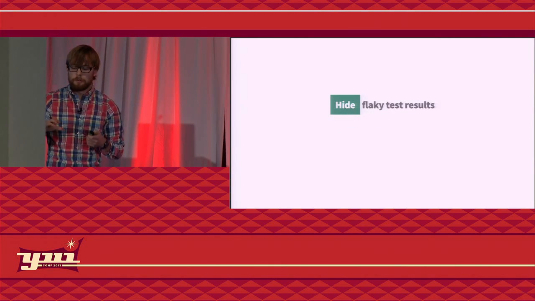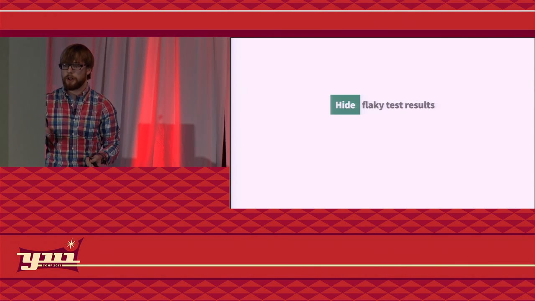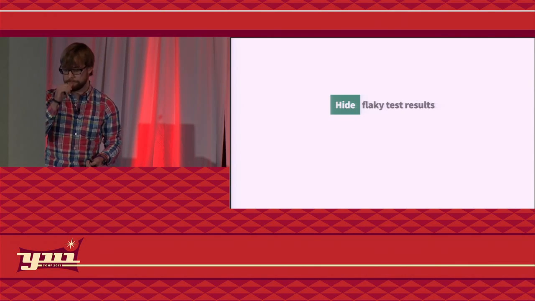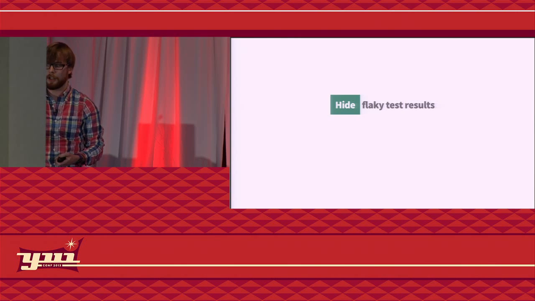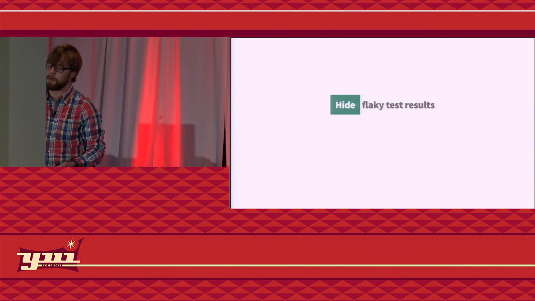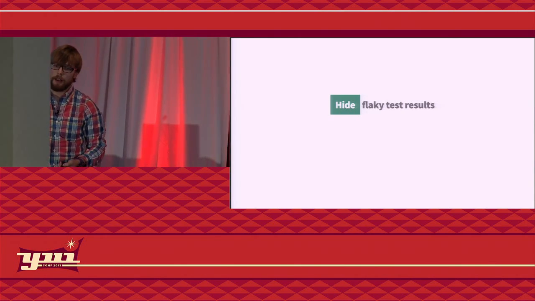So we also don't highlight flaky test results at all. They're there. You can click on a detailed page and get to them, so you can see what failed. But when you're looking at whether your commit is good to go or not, you don't need to know if something that has a habit of breaking is actually failing.